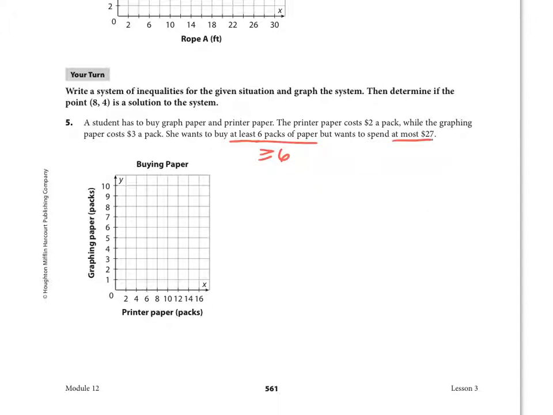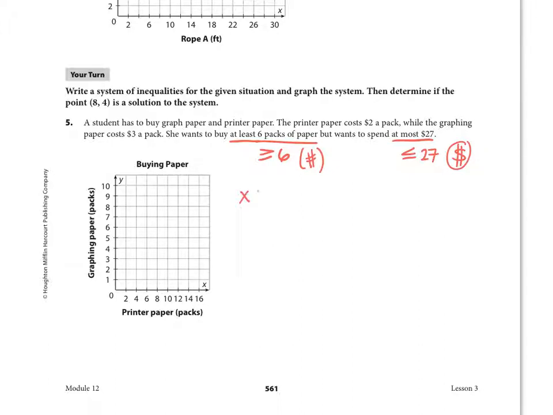And then at most $27 for the cost means that it's okay if the student spends exactly $27, but doesn't want to spend more than that. The most they want to spend is 27. So we want to put less than or equal to. Okay, this has to do with the money, the cost, and the 6 has to do with the number of packs. So here's our 2 inequalities.